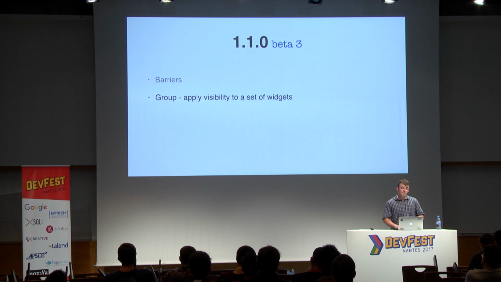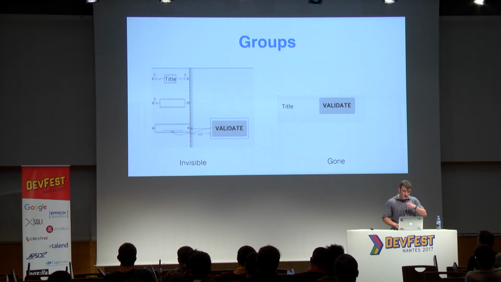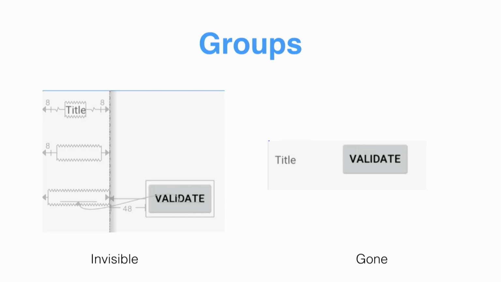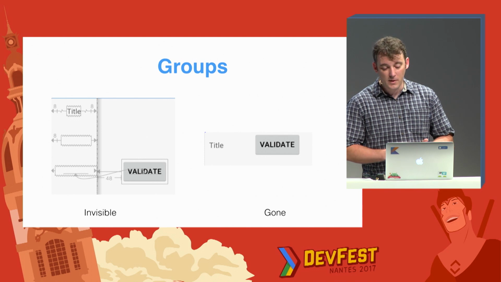We also introduced groups, which is a shorthand to set the visibility on a group of widgets, so that basically you can set up that group in your XML editor rather than having to maintain a group in your code. Same principle: you have the visibility attribute here, and the constraint reference IDs works the same way as for barrier. In this example, on the left, that's what happens if this group is set to invisible. On the right, what happens if the group is set to gone? You see that both elements are marked as gone and everything collapses with the same rules we just explained.